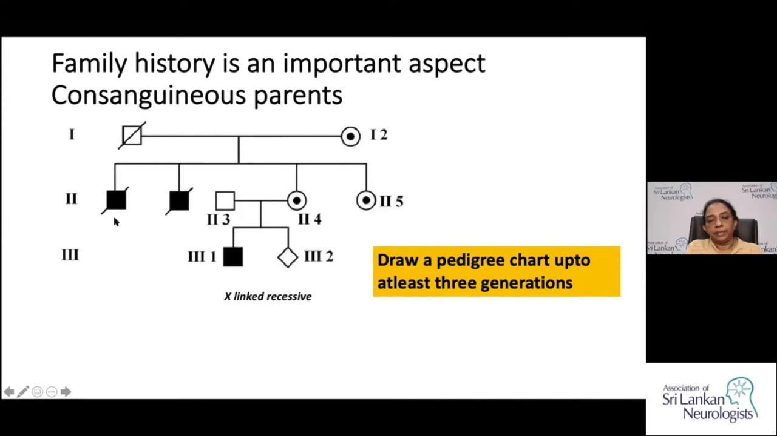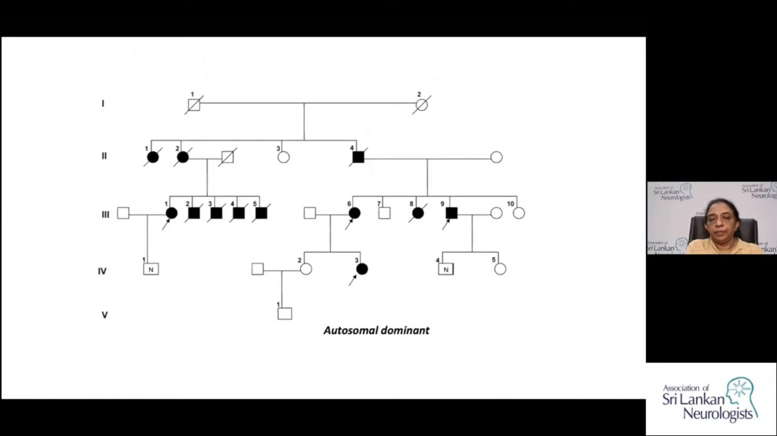And these two males have died in the second generation. And in the third generation, we are seeing this child who is affected. It's a male, and this mark is for a miscarriage. So obviously, you can see that the males are patients and the females are carriers. So it's an X-linked recessive inheritance. This is commonly seen in Duchenne muscular dystrophy as well as Becker muscular dystrophy.